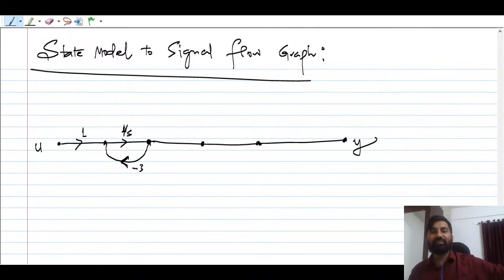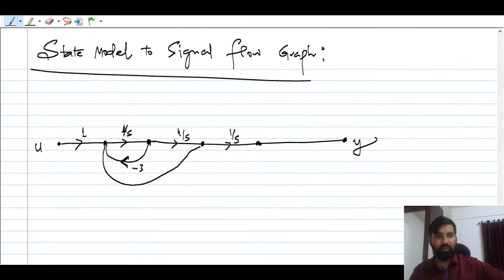See, s times something is differentiation. s in the frequency domain is the equivalent of differentiation, and 1 by s is going to be integration. That you have to remember. So 1 by s, and here also 1 by s, here also 1 by s. Now you just connect all of them. From this node it is also connected, from this node it is also connected.